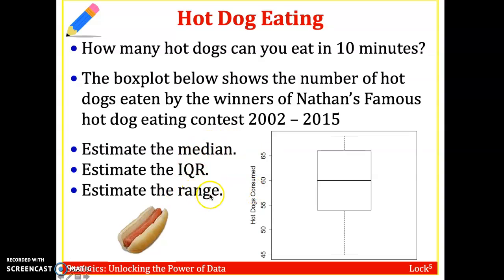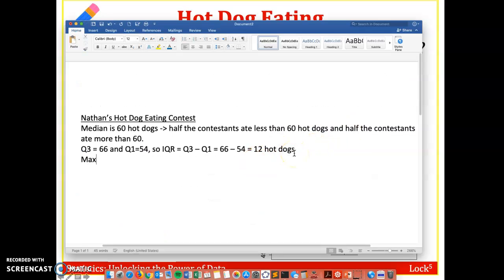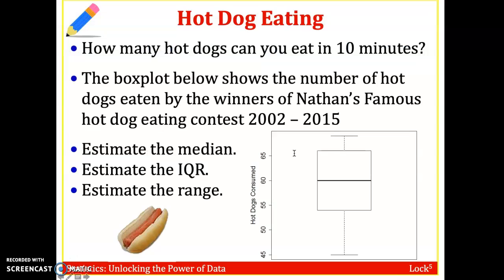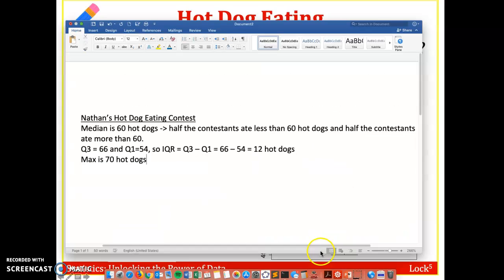And then estimate the range. Now I need to take the max. So I'm eyeballing here. I'm going to estimate this to be about 70. We could probably Google and figure out the top hot dog winner, but max is 70 hot dogs. And then the min looks like pretty clearly exactly 45. And the min is 45. So the range is max minus min, which would give me 70 minus 45 to be 25 hot dogs. Excuse me, that would be the range.